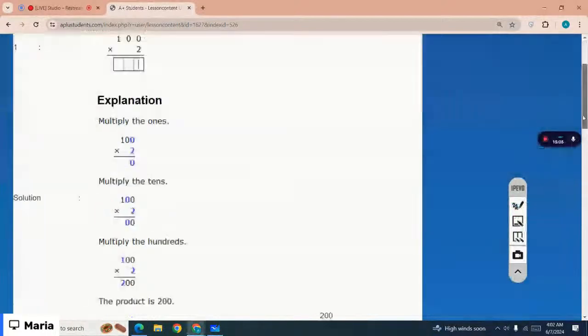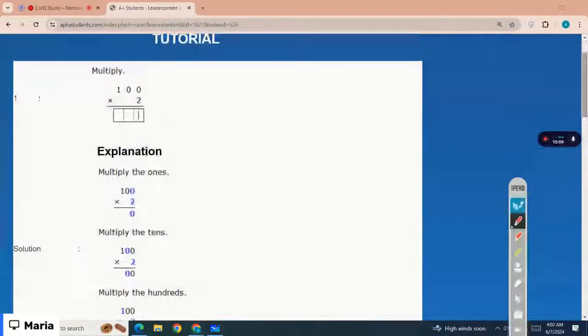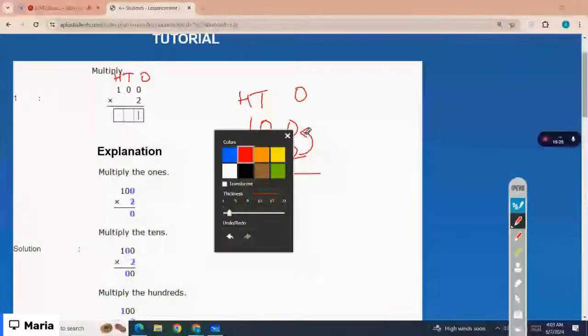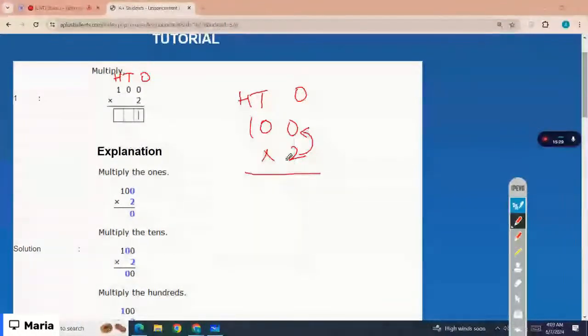You have to learn how we multiply a one digit number with another number. When we are multiplying, we always start from the ones digit. So just multiply 2 by 0. 2 times the ones digit, which is 0. Any number times 0 is 0. 2 times 0 is 0. Then you multiply the same 2 with the tens digit. 2 times 0 is 0. Then multiply the 2 with the hundreds digit. 2 times 1 is 2. So 100 times 2 is 200.